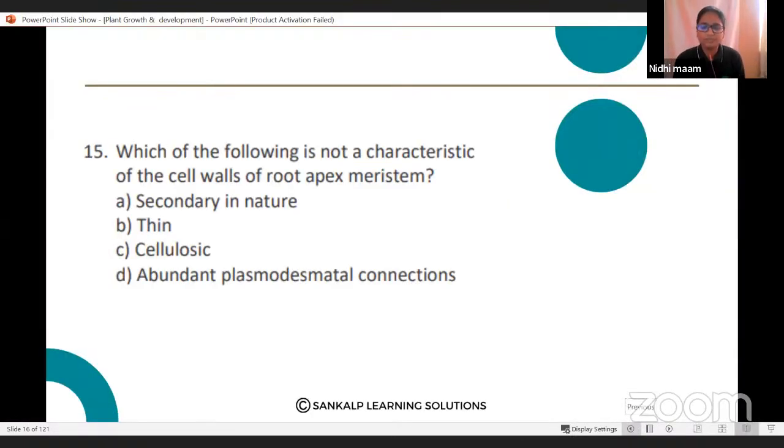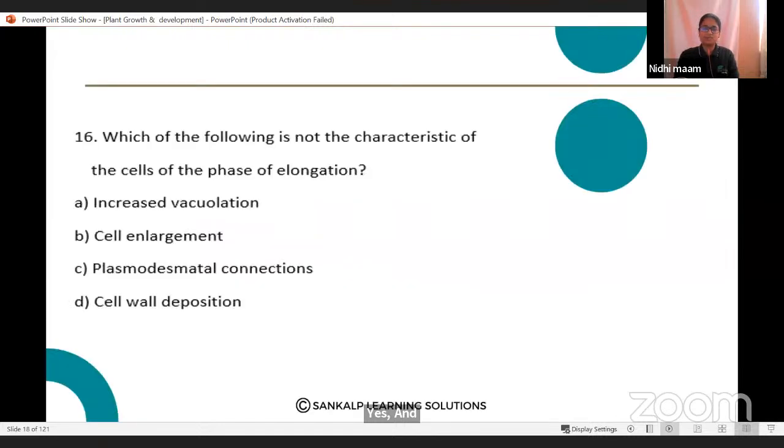Next question. Which of the following is not a characteristic of the cell walls of root apex meristem? A. Secondary in nature. B. Thin. C. Cellulosic. D. Abundant plasmodesmatal connections. Just now we discussed it. Same question repeated. Yashwant, Bhuvan, Varun answered it correctly. Option A, secondary in nature, is not a characteristic.